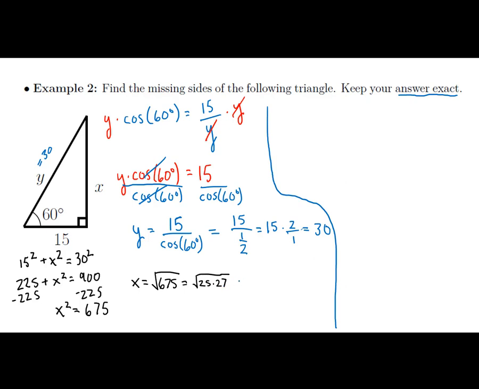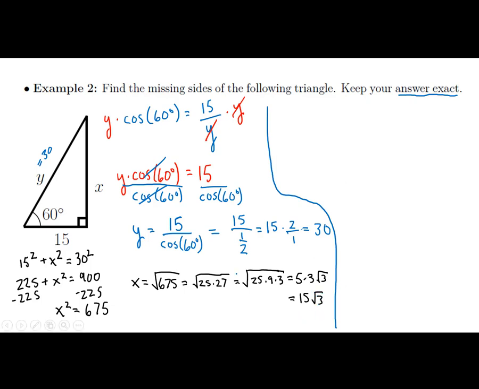But then actually 27 has a perfect square in it as well, so this would be the square root of 25 times 9 times 3. So pulling out your 5, taking the square root of 25 and taking the square root of 9 and pulling out a 3, you end up with that, which ends up being 15 square roots of 3.